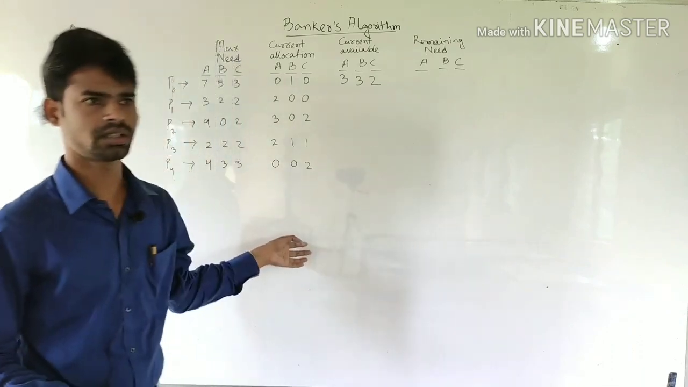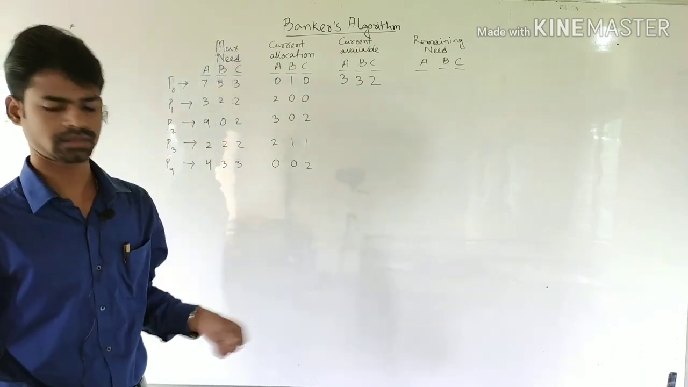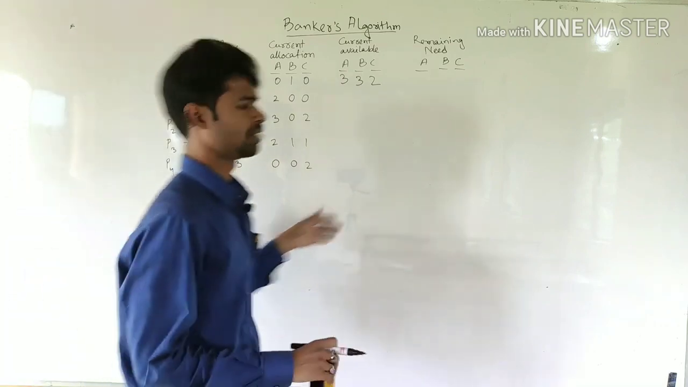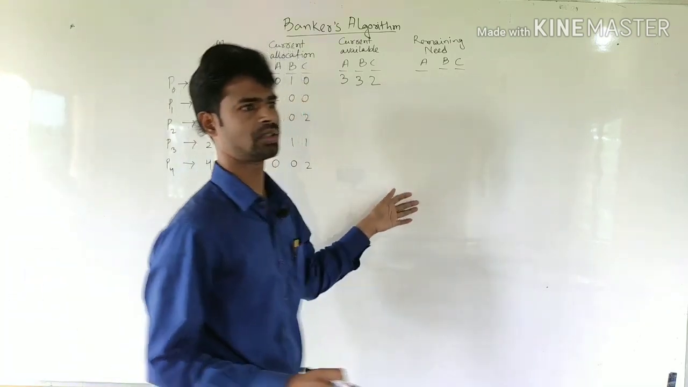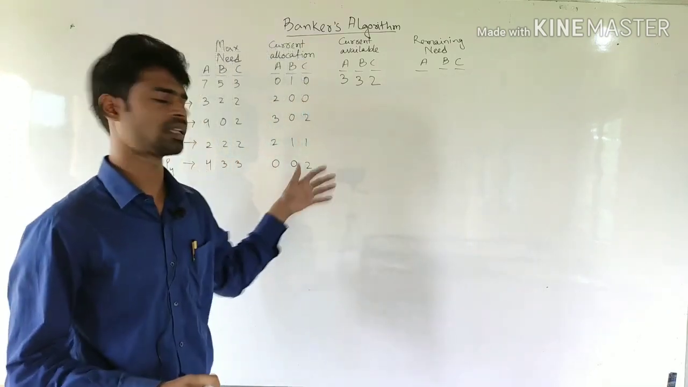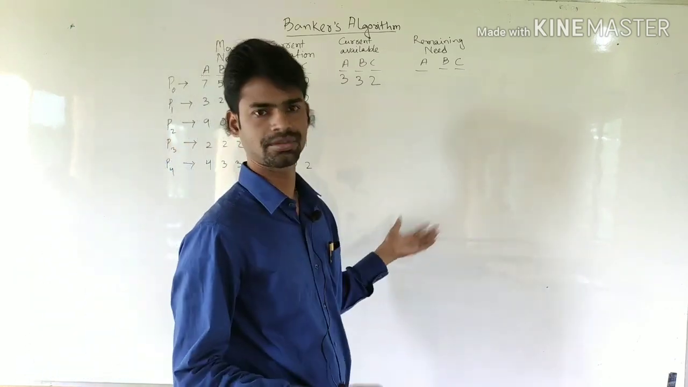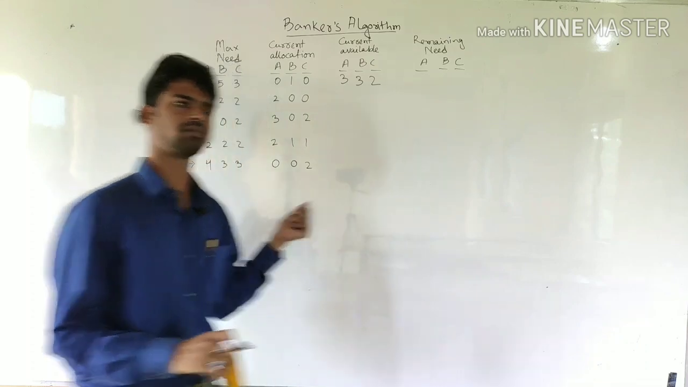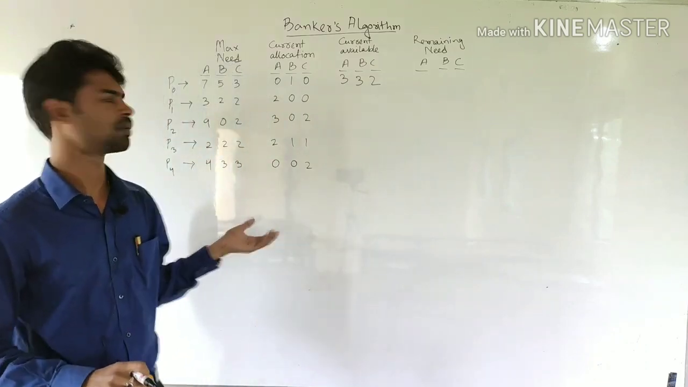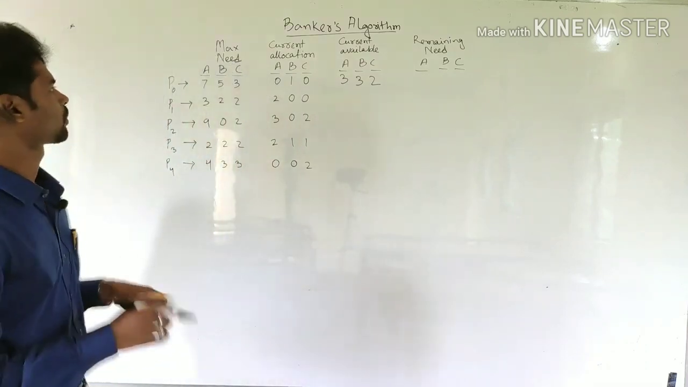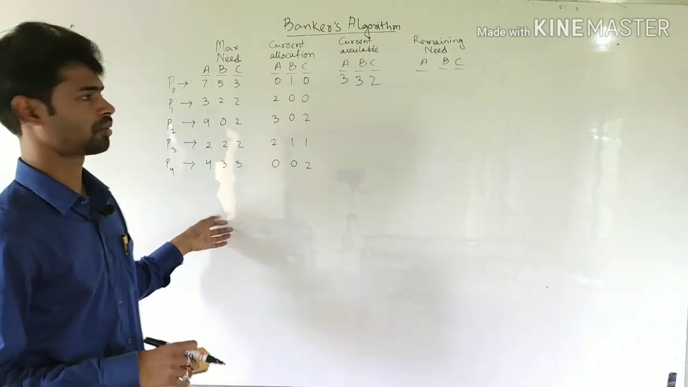It is also called a deadlock detection algorithm, because if finally we find a safe sequence, then there will be no deadlock. If we do not get any safe sequence, then there must be deadlock. So let us see how we will solve such types of problems.